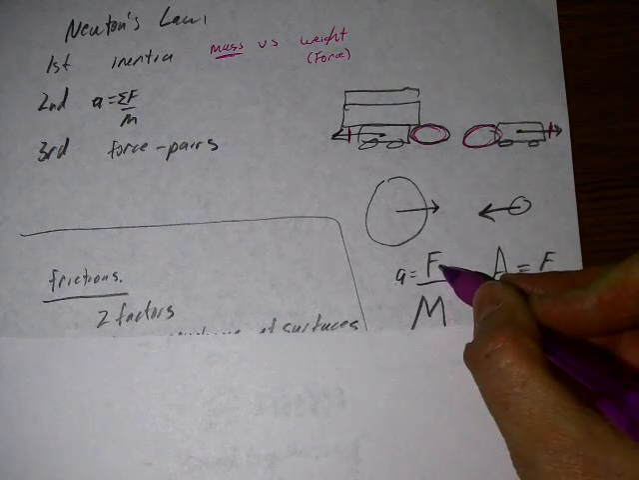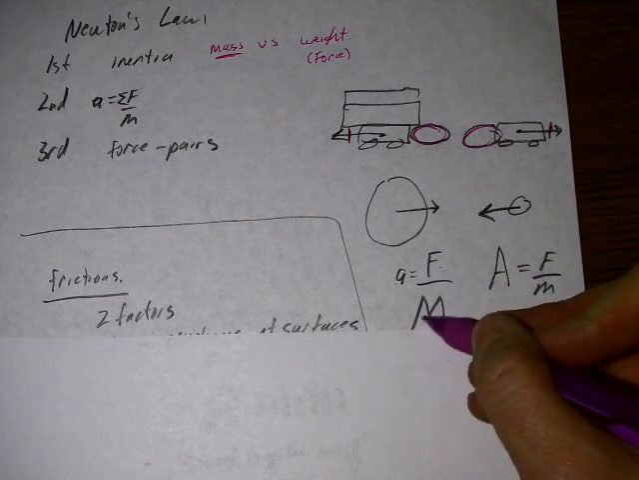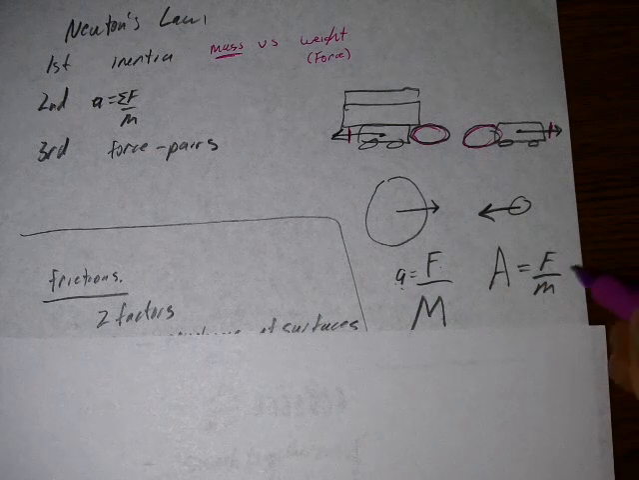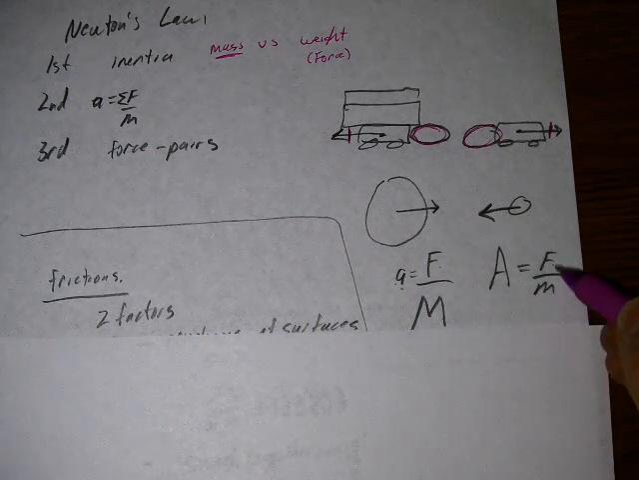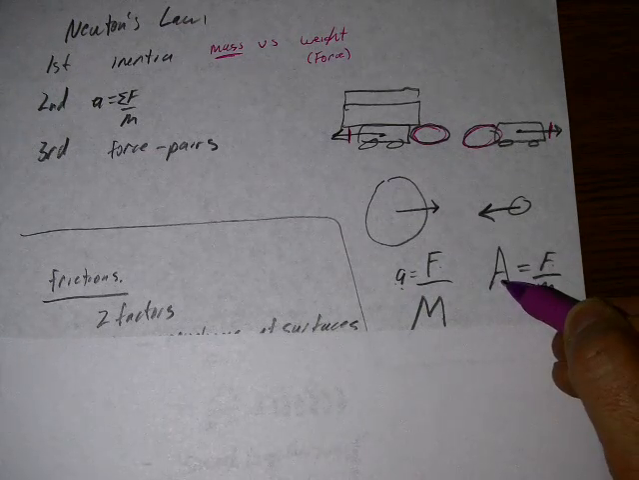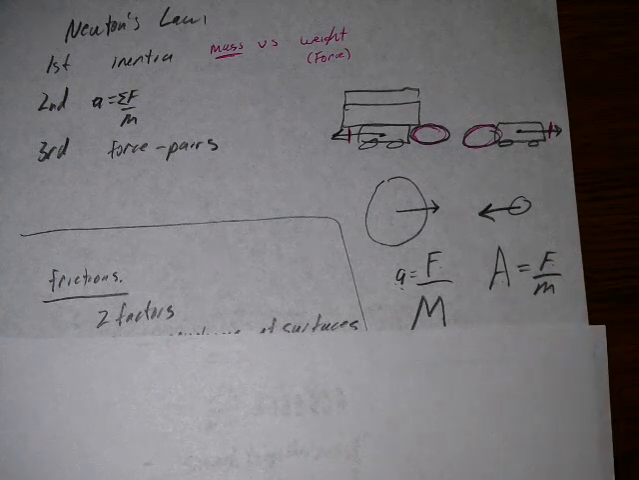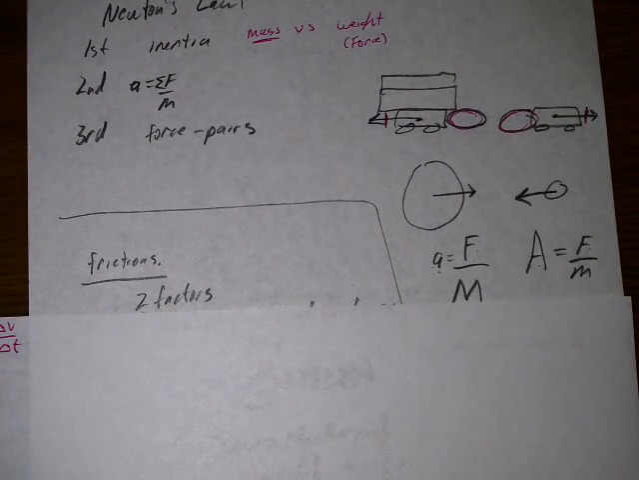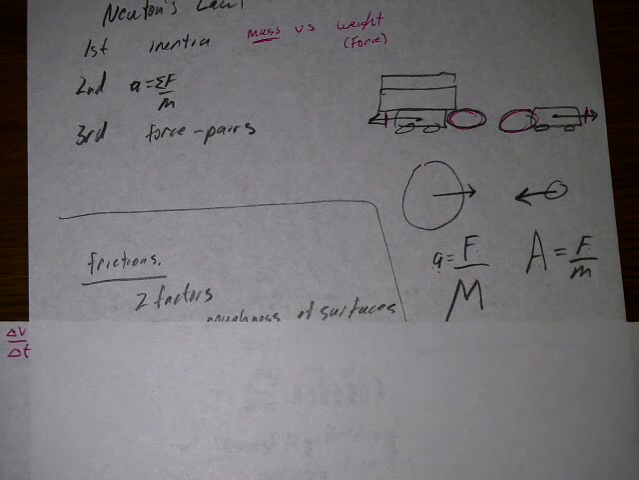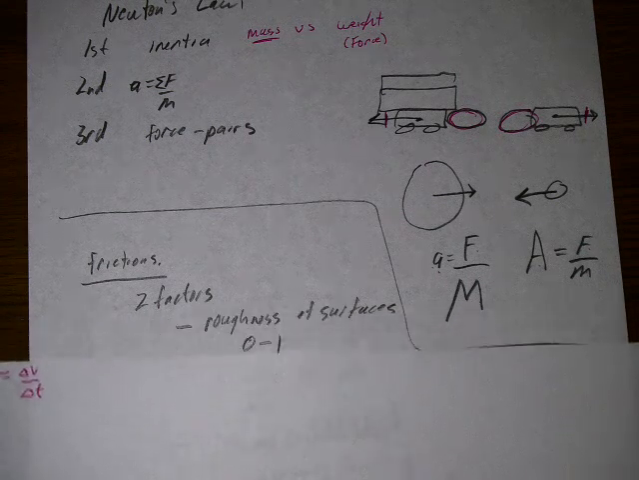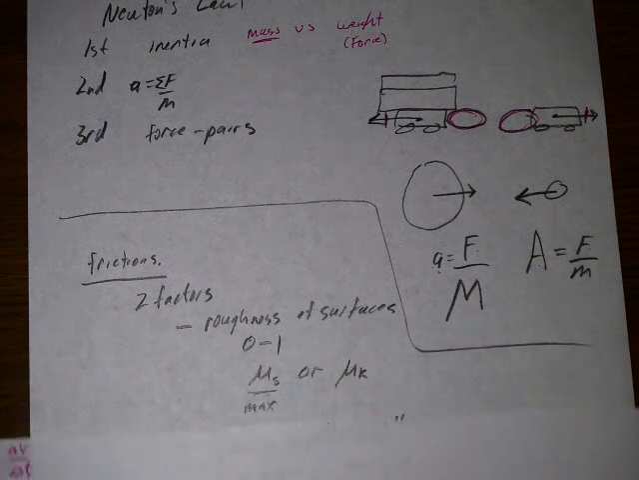So that force on the Earth causes a smaller acceleration, but that same force on something smaller, the moon or whatever, causes a much larger acceleration. We then got into the trickiest stuff of Chapter 4, which is friction. And we said that friction depends on two things.